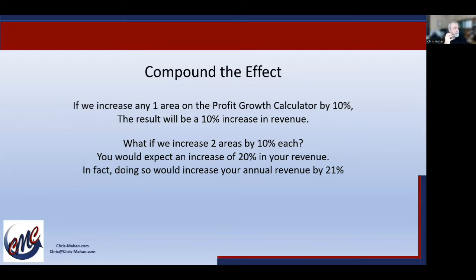Now, you would have expected a 20% increase in revenue because you were increasing 2 areas by 10%. But the effect of compounding leads to an additional 1% increase. So now let's see what happens if you increase 3 of the areas by 10%. Again, you would expect a minimum of a 30% increase, right? You're increasing 3 areas by 10%.